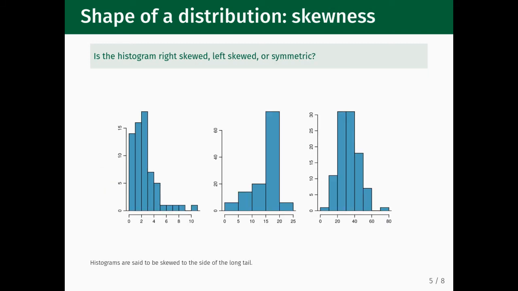Let's try again, but this time pause the video and decide if each histogram is symmetric or skewed to either the left or right. If we look at this left-hand histogram, we can see that the long tail of data occurs to the right-hand side of the central peak, and so we would describe this as right-skewed. Then the middle histogram, however, is left-skewed because the long tail of data occurs to the left-hand side of the central peak. And finally, the third histogram is a symmetrically distributed histogram.